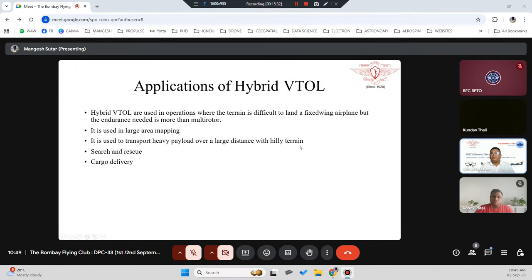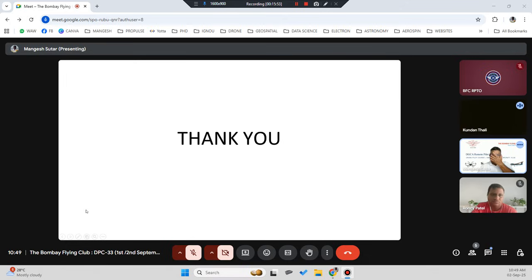Like Qatar जैसे location में आपको cargo delivery करना है and all that, where you cannot build long runways and all those things. So these hybrid VTOLs are very effective in these areas. They are used in search and rescue operations, as well as for cargo deliveries also. So that's all about the hybrid drones.